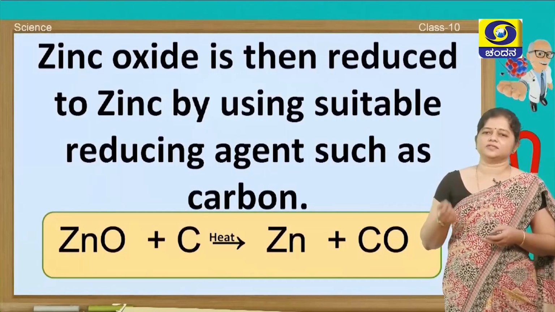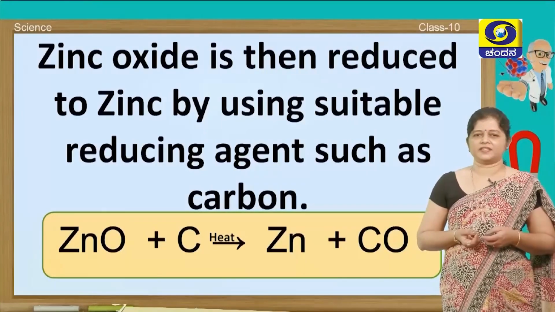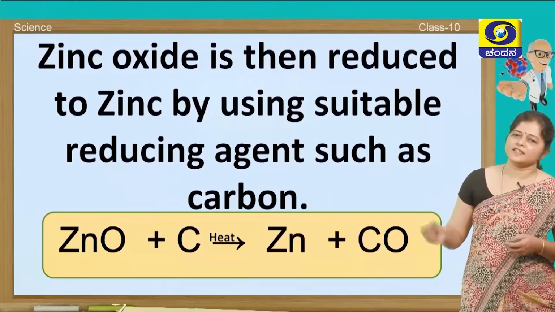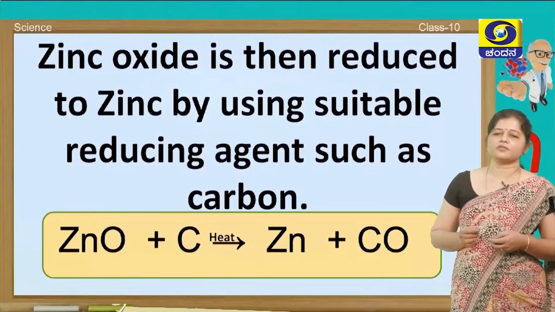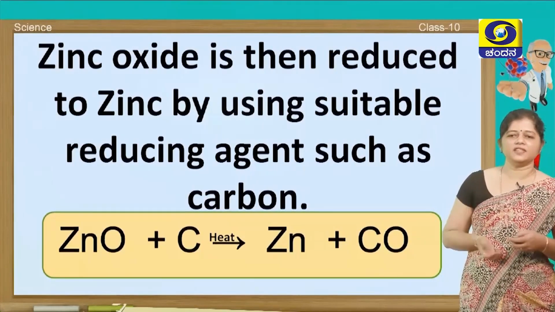coke. So, we use coke, which is an allotropic form of carbon, as a reducing agent. So, now when zinc oxide is heated with coke or reduced with coke, you get the metal zinc and carbon monoxide is evolved in the process.